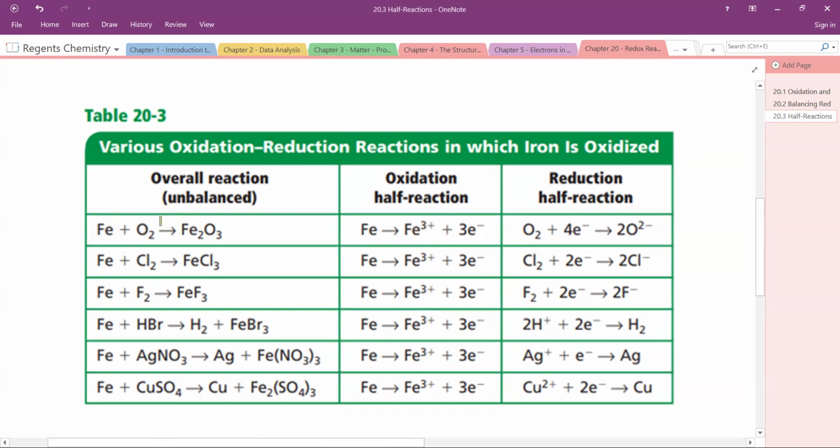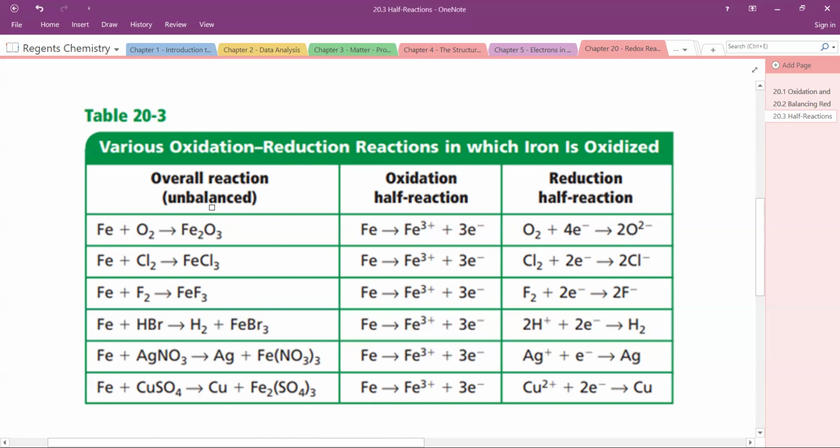Likewise, my oxygen started at 0, right? Neutral oxygen bonded to itself. And then it ends at a -2 charge. And I have 2 oxygens, right? Because it's O2. And so for my equation, what I can write is that I take my O2 plus 4 electrons, and I'm going to form 2 oxide ions, right? Where I have 2 oxygens with a -2 charge.